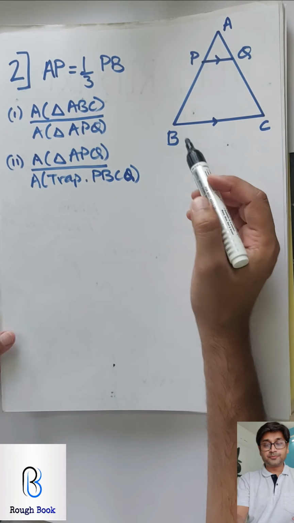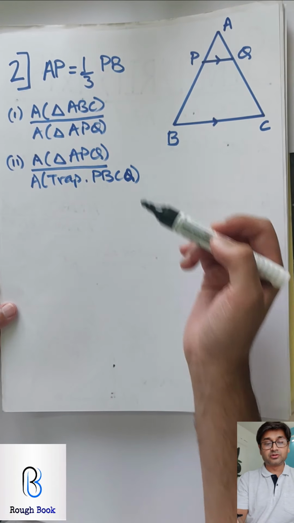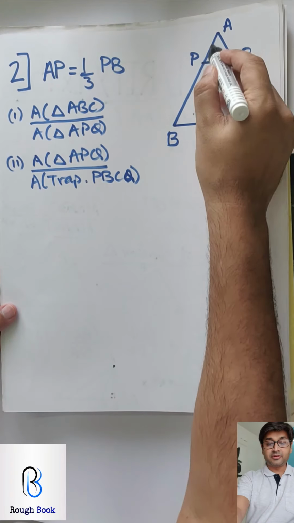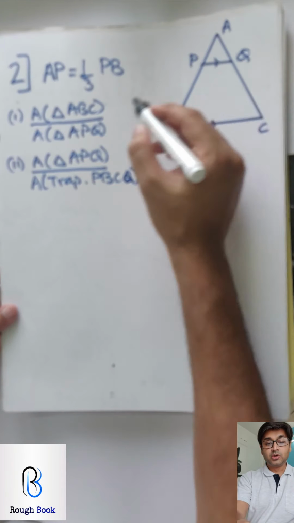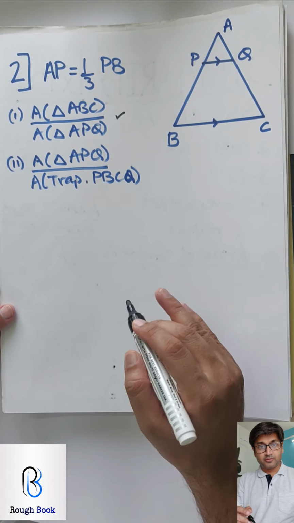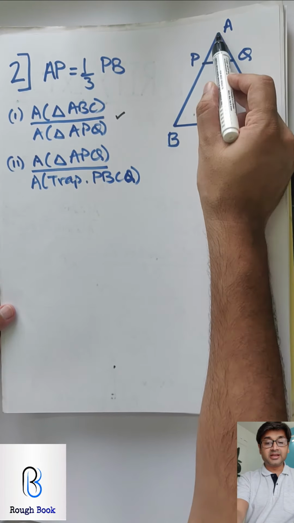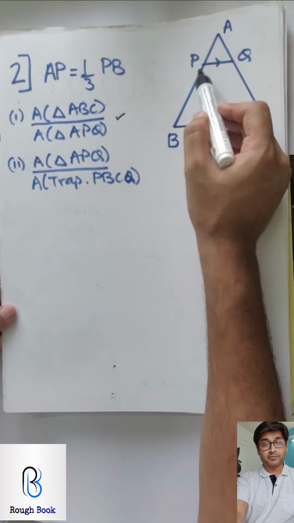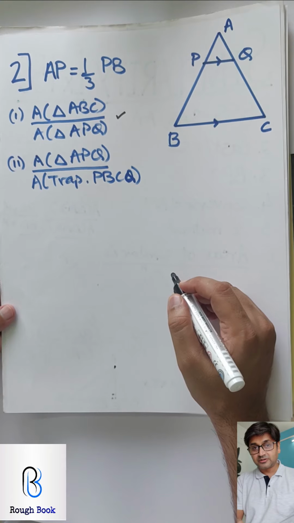So question number 2, they say AP:PB is 1:3, or AP is 1/3 of PB. Your target is to find the ratio of the areas of ABC and APQ. So first you'll have to prove both the triangles similar and then you can go about it. But for that you need their sides, AP upon AB, which you don't have. You have AP upon PB. So what is the first thing you're going to use?